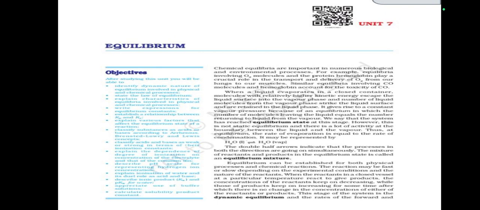Chemical equilibria are important in numerous biological and environmental processes. For example, equilibria involving oxygen molecules and the protein hemoglobin play a crucial role in the transport and delivery of O2 from our lungs to our muscles. Similar equilibria involving CO molecules and hemoglobin account for the toxicity of CO.